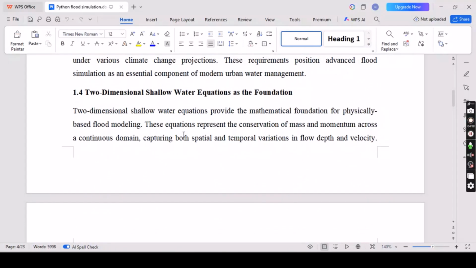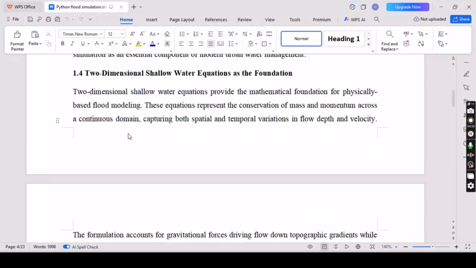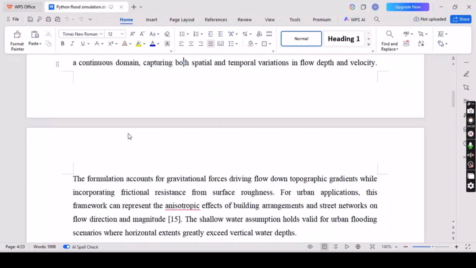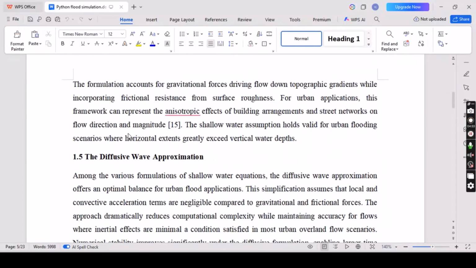So the two-dimensional shallow water equations are the foundation, since we need to check the flow depth and velocity in terms of temporal variations as well. The formulation accounts for the gravitational force driving flow down topographic gradients while incorporating frictional resistance from the surface roughness.